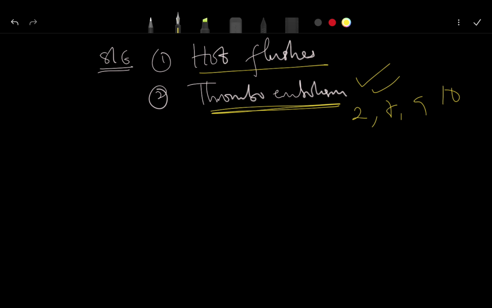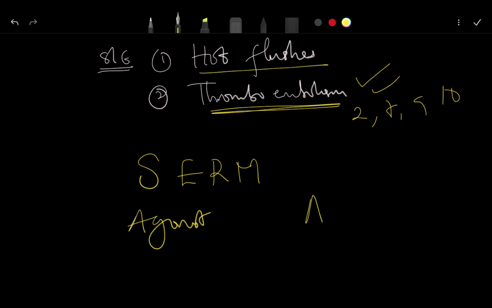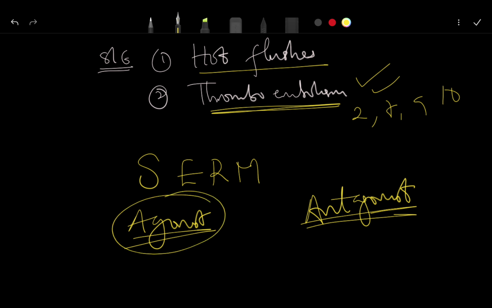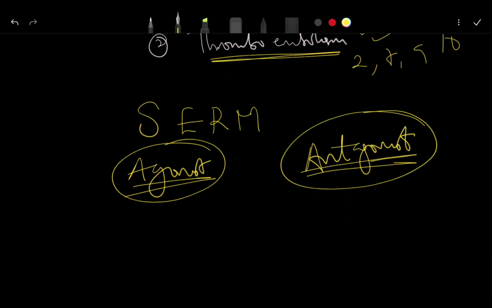So I will just do a quick recap. I said SERMs are selective estrogen receptor modulators, on certain estrogen tissues they act as agonists, and on some they act as antagonists. And I said for you to understand them, you need to know the normal function of estrogen on those tissues, so that if I say this particular SERM is acting like estrogen on those tissues, meaning it's acting as an agonist, you know what to expect. If I say it's acting as an antagonist, you know what to expect.